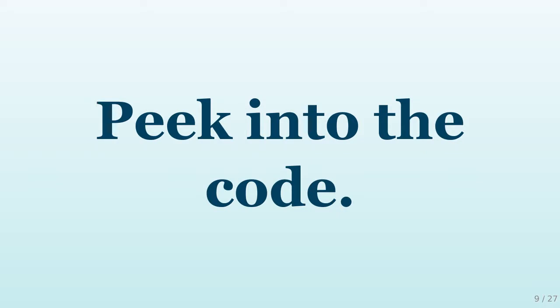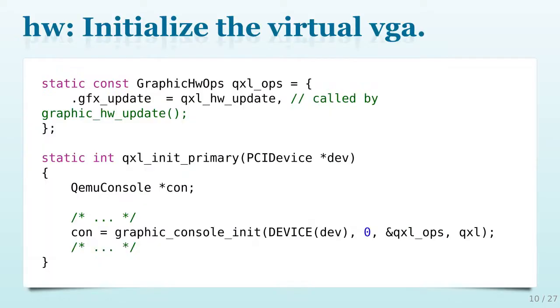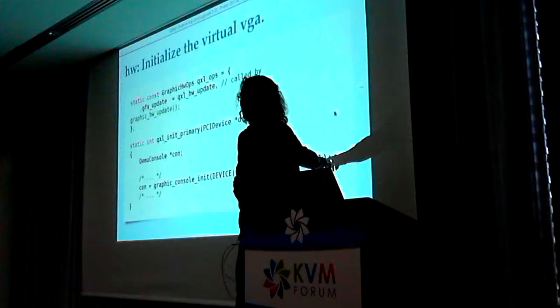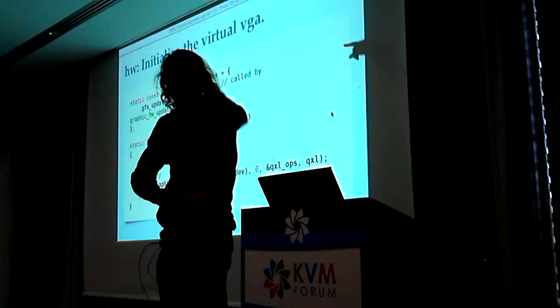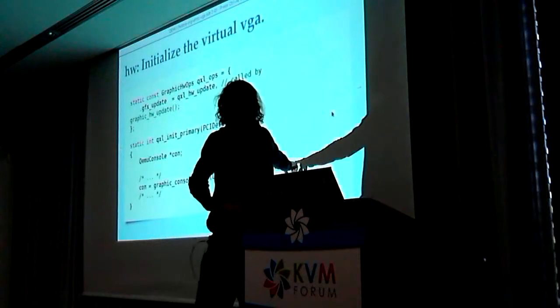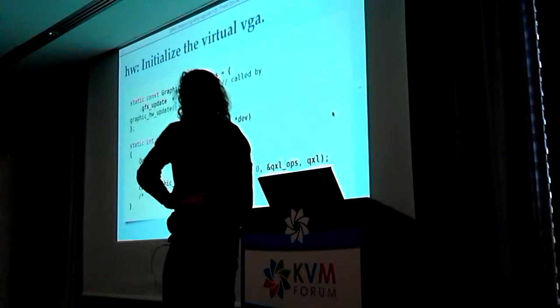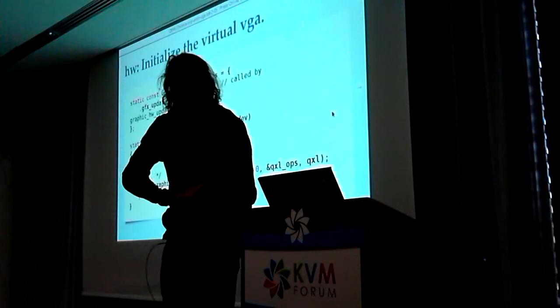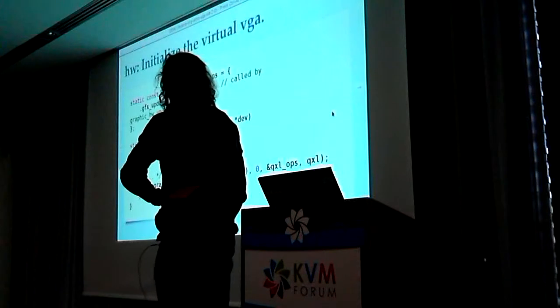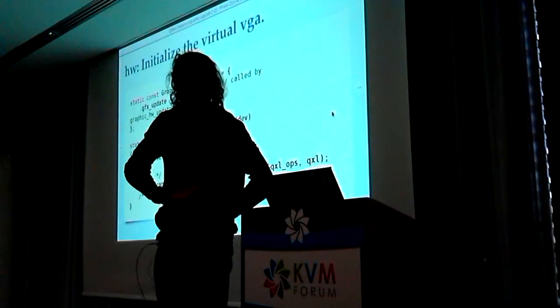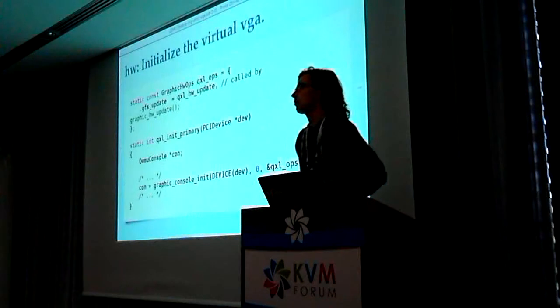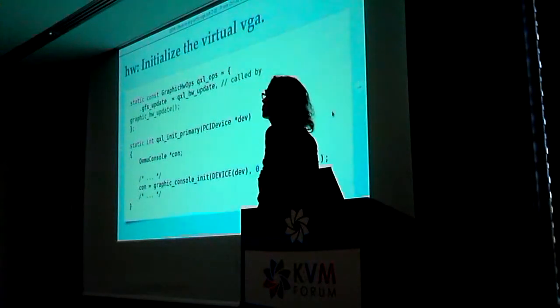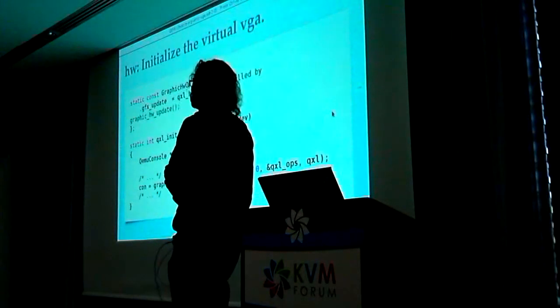So if I look into the code, the virtual VGA card is responsible for creating those QEMU consoles with this function call. It passes the devices and also a number of callbacks in this graphics hardware operation struct. And there are a few more, and the most important callback is the update callback, which can be used by the core console code of QEMU to ask the graphics card to update the screen.